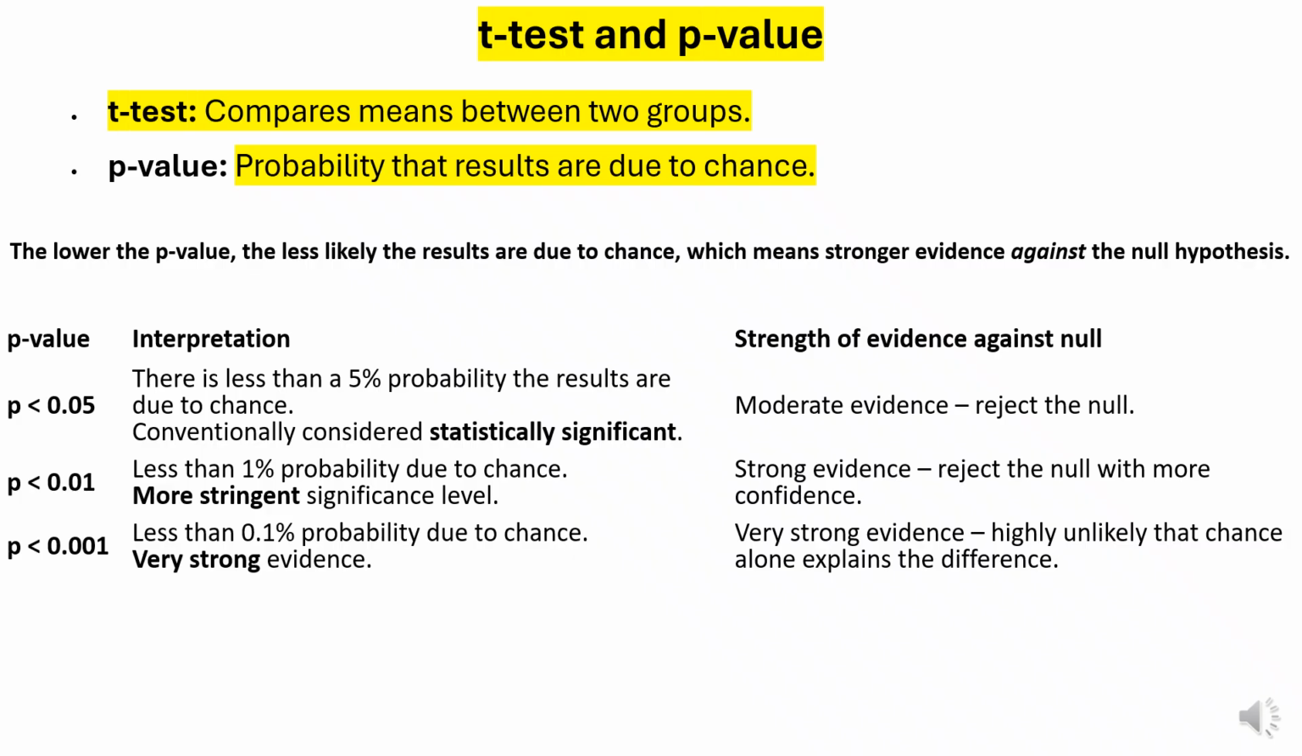In essence, the lower the p-value, the stronger the evidence against the null hypothesis, and the more certain we can be that the two groups truly differ.